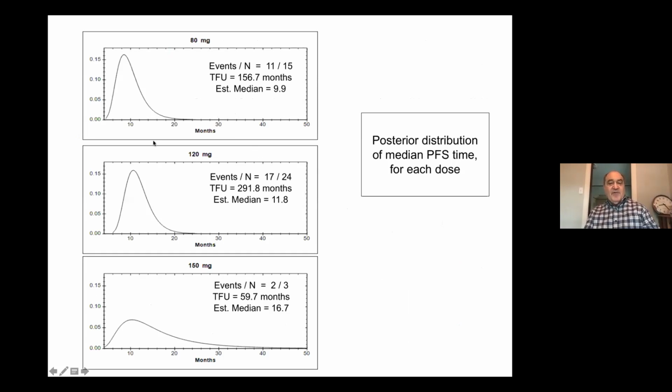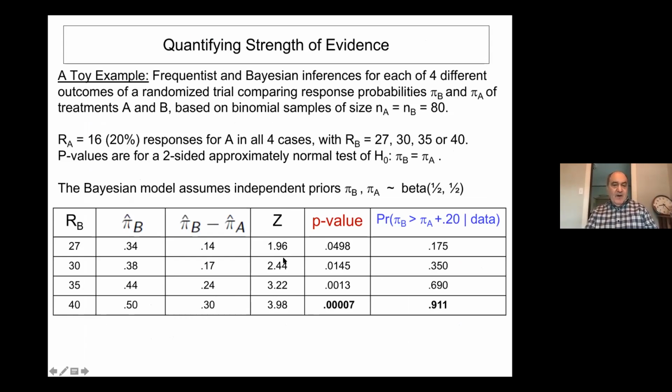Okay, so here are pictures of the posteriors. The 3 posteriors that I got the credible intervals from, I've just drawn pictures of them. And you see that the 3rd posterior is very dispersed because you've got a small sample. Okay, so let's talk about quantifying strength of evidence, which is really one of the important things that we need to get to. I'm going to begin with a toy example.